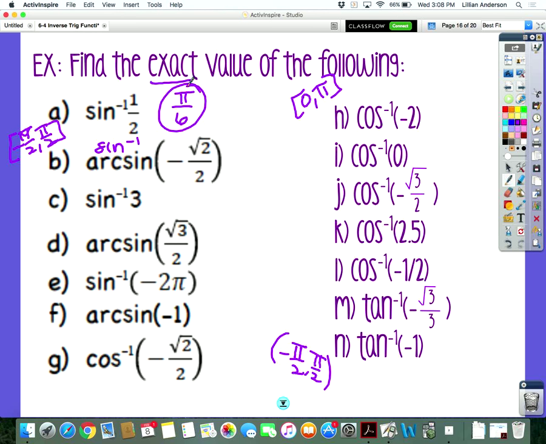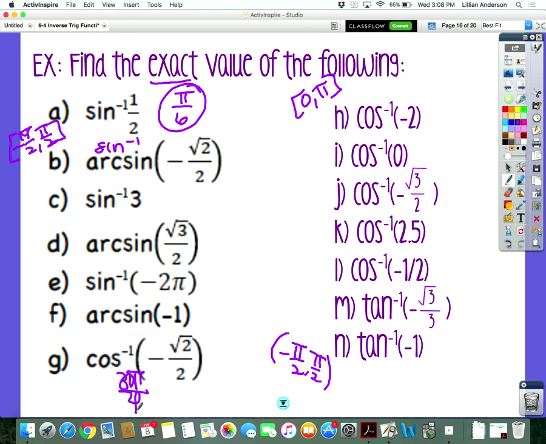Let's do a cosine one. Let's do G together. We have to ask ourselves, cosine inverse of negative root 2 over 2. Where, from 0 to pi, because that's the restriction for cosine inverse, is it negative root 2 over 2? 3 pi over 4. And if you're wondering how you get it so fast, it's the unit circle.